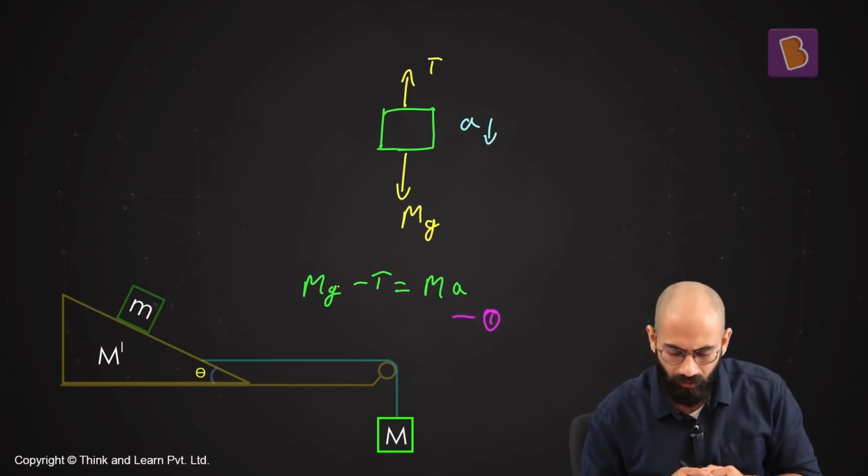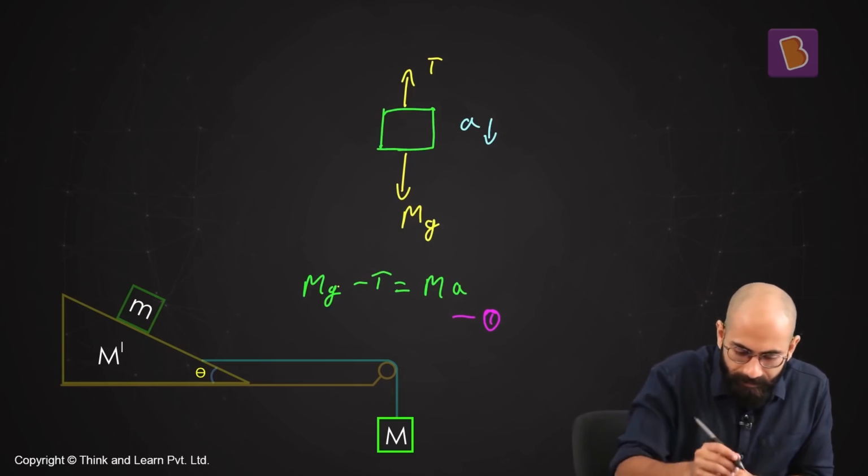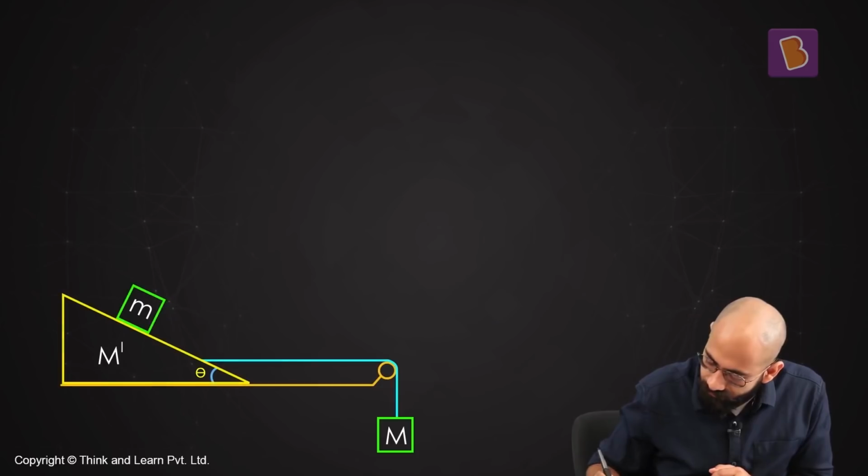Cool. Now let's go to the next thing. Let's go to the next object. Which object should we take? We'll take the wedge. I'll write it over here.